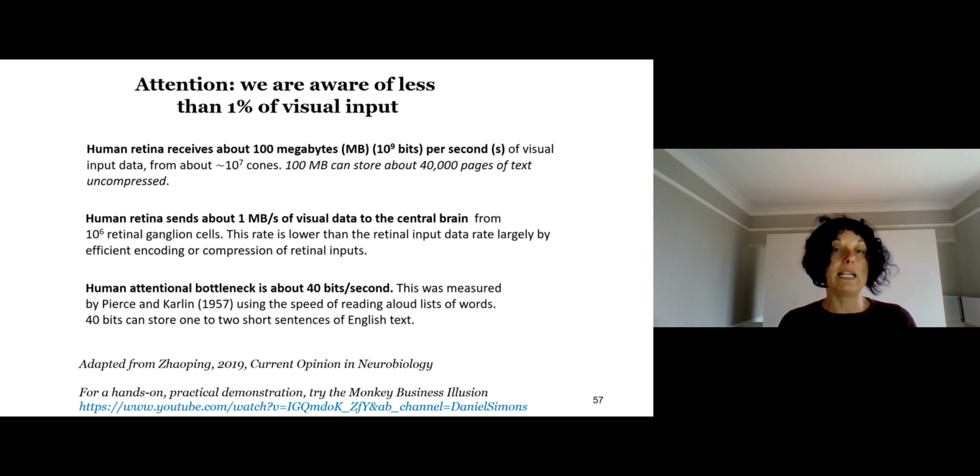It has been calculated that we are aware of about 1% of the visual input, so 99% of the information is lost. I added on this slide a link to the theoretical discussion and also a very nice hands-on practical demonstration where you can try for yourself to see how much information you are aware of and how much you are not aware of.